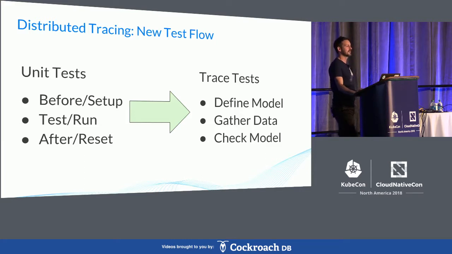So how could you take that tracing data that your system is producing and start feeding that into your testing models during development? The traditional test flow is usually some sort of before, test, after flow. You're setting things up, you're executing some code to test your code, and then you're resetting things afterwards. We're going to switch that to a slightly different model. It's going to look fairly similar, but slightly different. We're going to define our model. We're going to define the tests that we're going to make. Then we're going to gather some data, and we're going to check that data against our model.